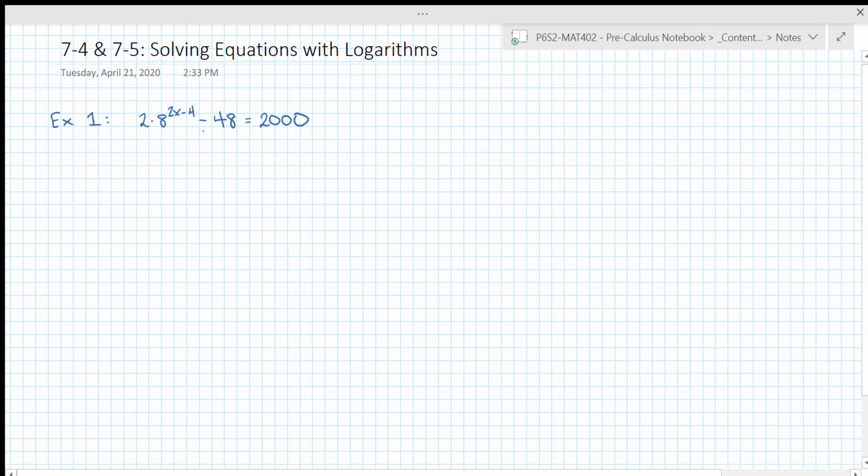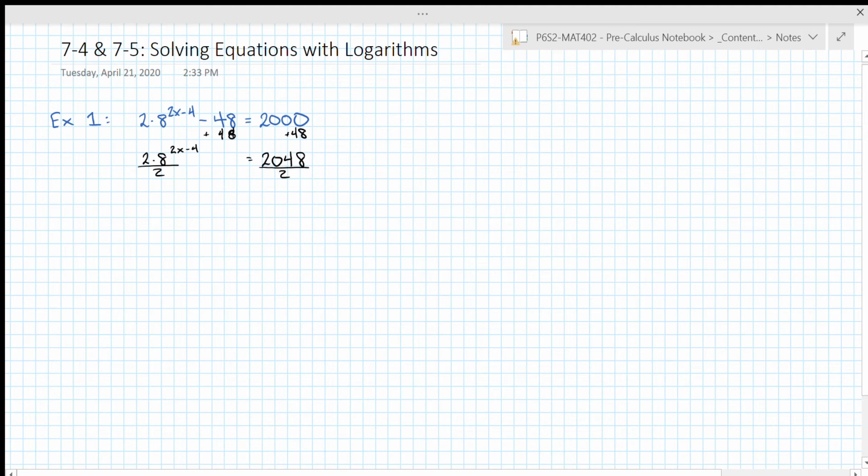So the first thing I would do in this case is add the 48 to both sides. Addition is the weakest of the PEMDAS orders that we have going on here, so that's the thing that I undo first, and so I end up with 2 times 8 to the 2x minus 4 equals 2048. And I can't combine the 2 and the 8 here because, again, order of operations, my exponents come before that multiplication. So in order to undo that multiplication, I'm going to divide both sides by 2.